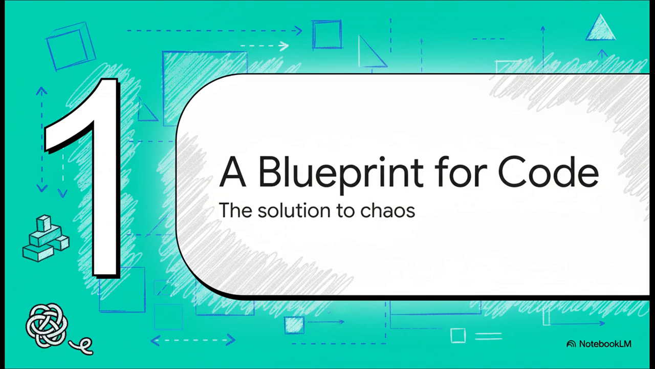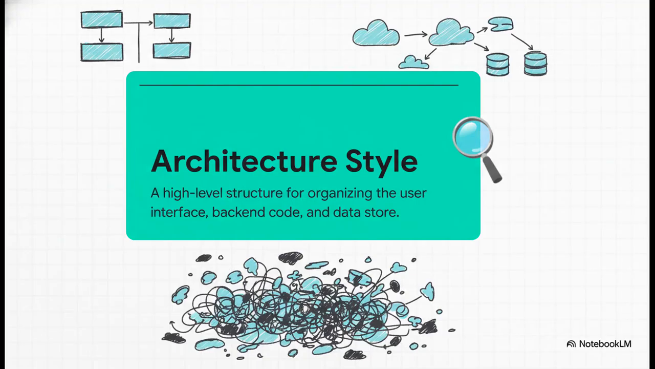So if that chaos is the problem, then what's the solution? How do we build systems that are actually organized, manageable, and built to last? Well, the answer isn't to code harder, it's to plan smarter. It all comes down to having a blueprint for your code right from the get-go. And that blueprint is what we call an architecture style. It's not about the nitty-gritty lines of code. Nope, it's all about the big picture.